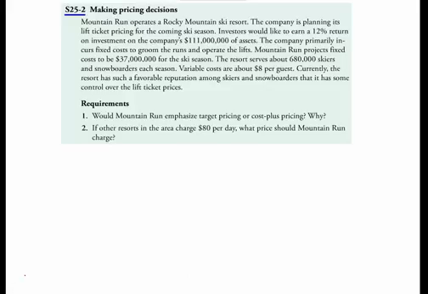Okay, so this is Mountain Run, which operates Rocky Mountain Ski Resorts. The company is planning a lift ticket price for the coming season. The investors would like to earn a 12% return on the company's investment of $111 million in assets. So let's do that one right there. That's our target profit right there.